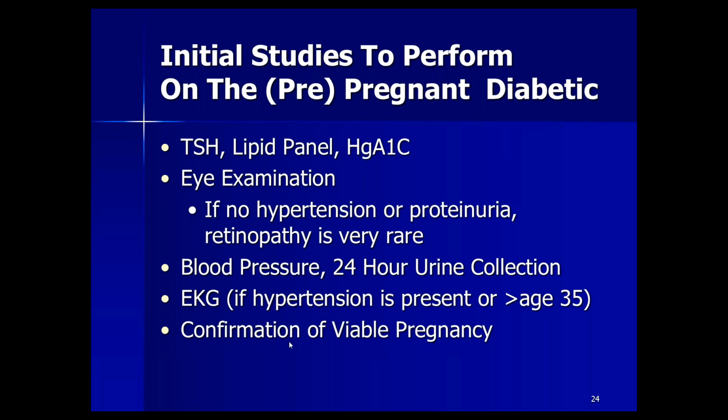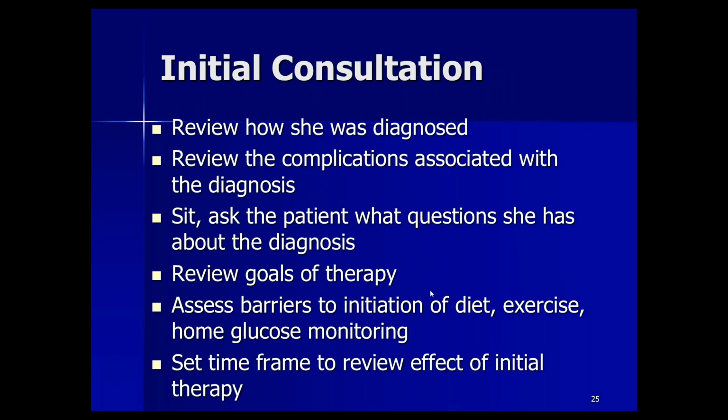And so in order to help her understand why we're doing this, confirmation of a viable pregnancy. The numbers for any pregnancy are 20 to 25% of pregnancies don't make it out of the first trimester. And so if you're going to be putting all these lifestyle modifications into place, it is nice to make sure you've got a viable ongoing pregnancy.